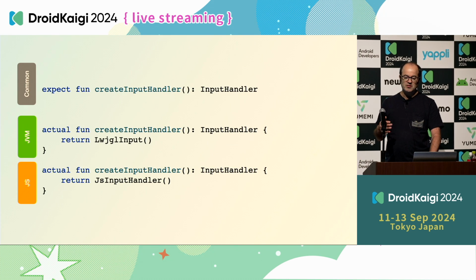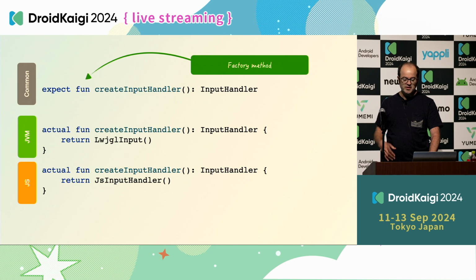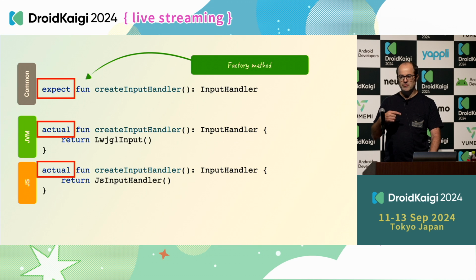But there is another way to achieve the same result. You can define a factory method in the common source set, and you will add the modifier expect. The modifier expect actually tells the compiler that it needs to check in every different kind of source set that there is an implementation of the same method. And obviously, in each source set, this time you will be able to return the implementation dedicated to your source set.